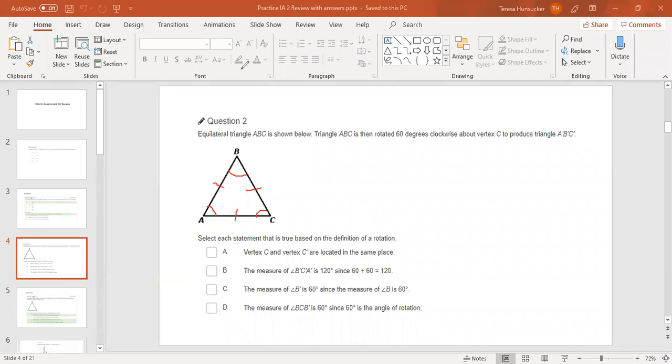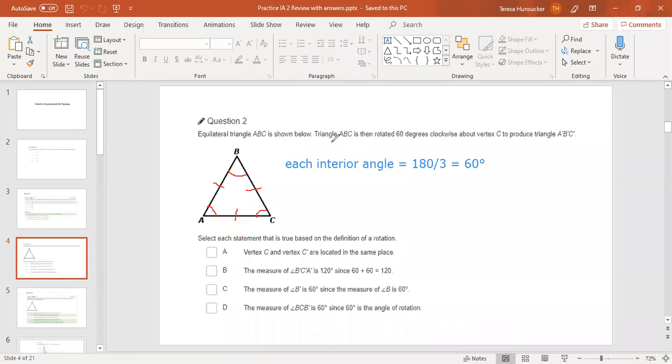And since the sum of the interior angles is 180 degrees, each interior angle is going to equal 180 divided by 3. So each interior angle will be 60 degrees. Knowing that, let's go ahead and select each statement that is true based on the definition of rotation. Vertex C and vertex C prime are located in the same place.